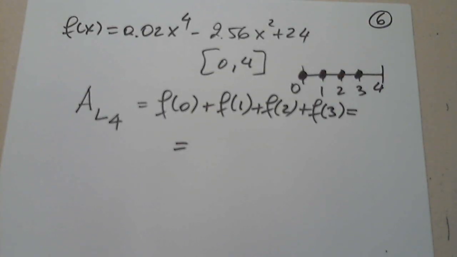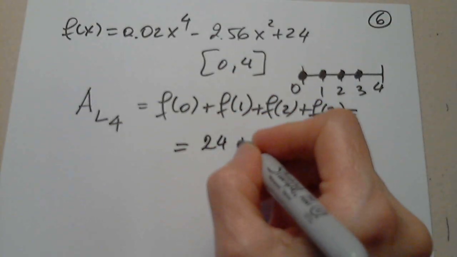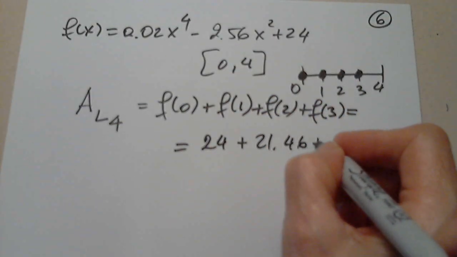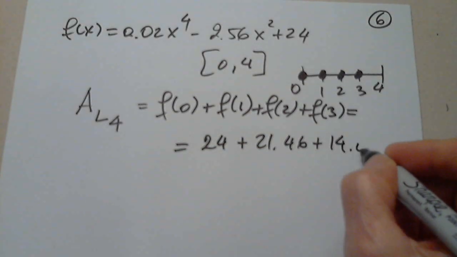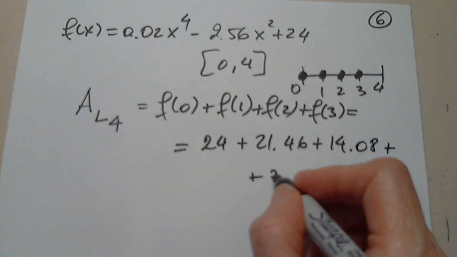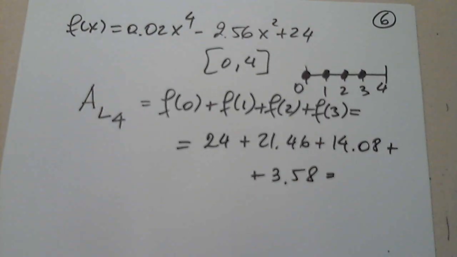0 I know is 24, but that's okay. Let's plug it in. 1, 2, and 3. Exactly 0, 1, 2, 3. If you put 4, it's wrong. So all I have to do is just copy these: 24 plus 21.46 plus 14.08 and plus 3.58. Add them up and I'm done.